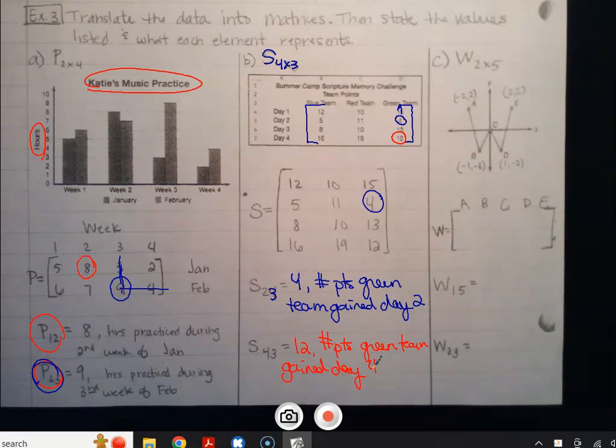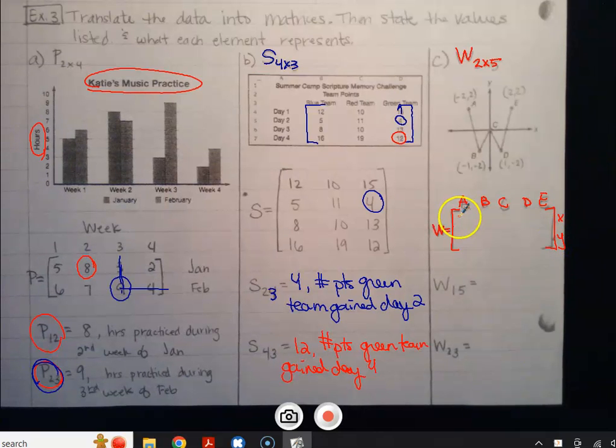All right, the last one, which is all up to you guys. I've worked it out a little bit. We want the matrix for W, and we want it to be a 2 by 5 matrix. So I named it, put our brackets in, and I gave you a little bit of help. I said A, B, C, D, and E. So what do you think the two rows are going to be? X and Y, yeah. So I'm going to write an X over here and a Y over here.